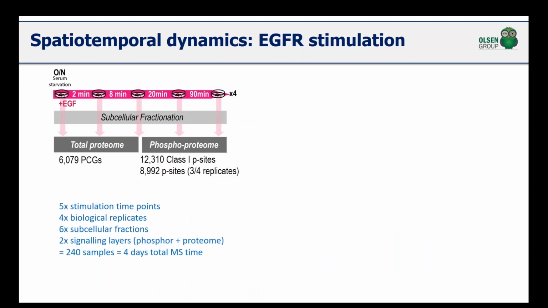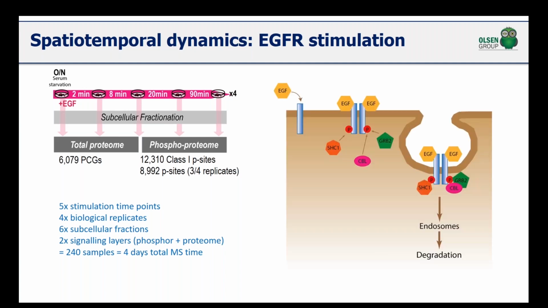And we can use this then if we stimulate cells, for example, in this case with EGF, where we used 5 different time points, collected 4 different biological replicates, analyzed these 6 subcellular fractions, and analyzed both the phosphoproteome and the proteome, so altogether 240 samples, which basically only took us 4 days of mass spec analysis time altogether.